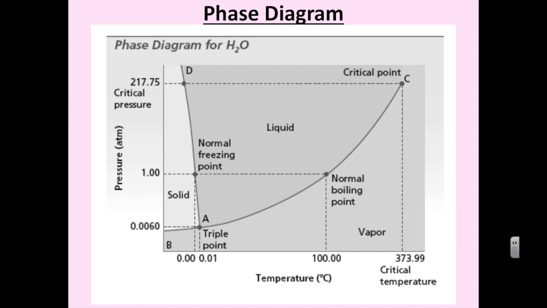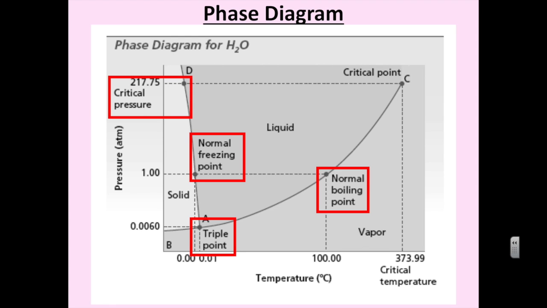So now let's point out a couple of important places. The normal freezing point, remember, is at 1 atmosphere and is where it changes from a solid to a liquid. And the normal boiling point is at 1 atmosphere where it changes from a liquid to a gas. The triple point is the point right in the middle where all three of them exist. And it's that point where all three phases can meet. The critical pressure is going to be on the top left.